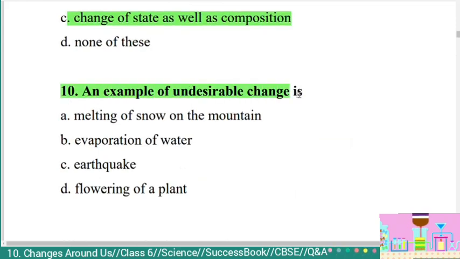10th question. An example of undesirable change is option A, melting of snow on the mountain. B, evaporation of water. C, earthquake. D, flowering of a plant. Here the correct answer is option C, earthquake. An example of undesirable change is earthquake.